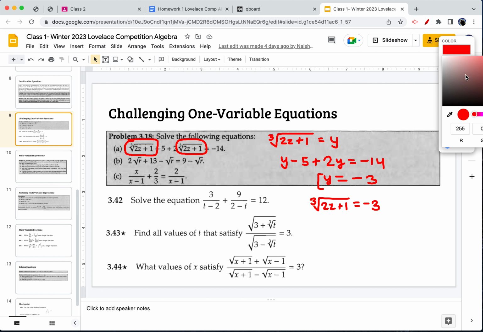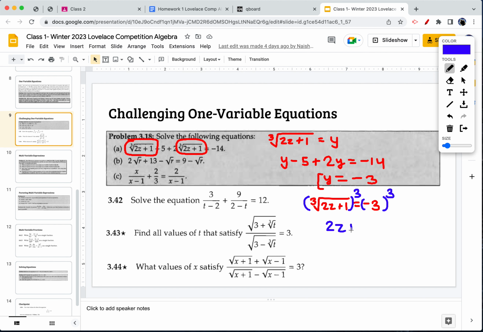And then we cube both sides. So this would be 2z plus 1 is equal to minus 27. And this would give z is equal to minus 14.